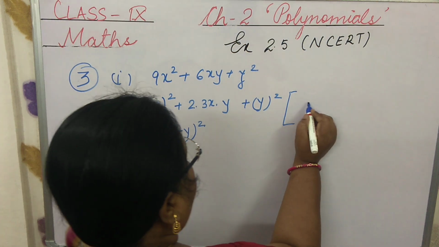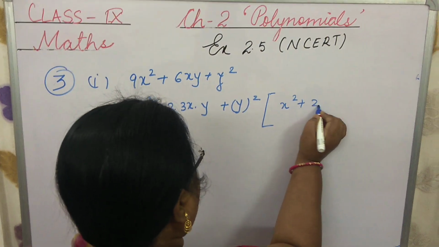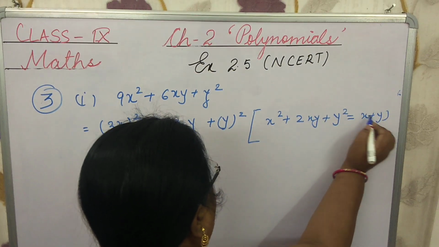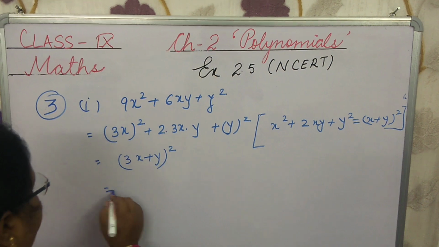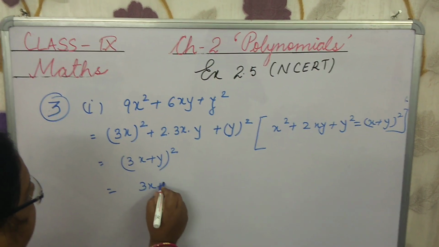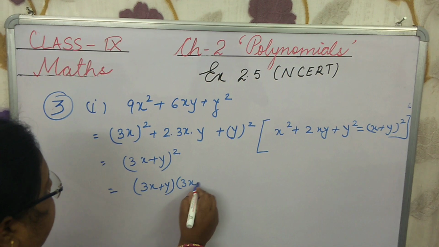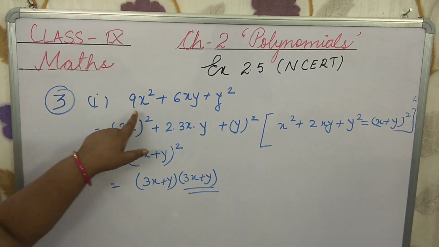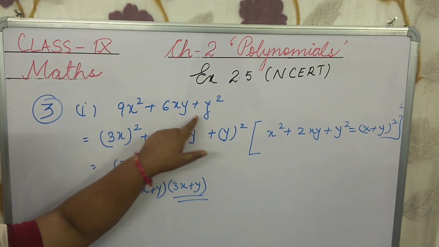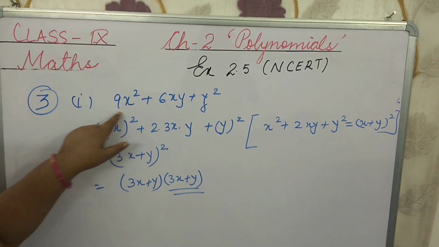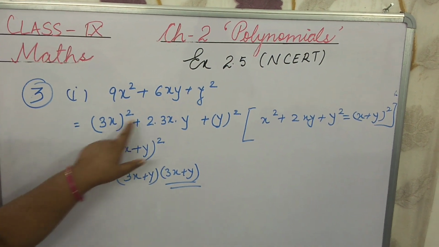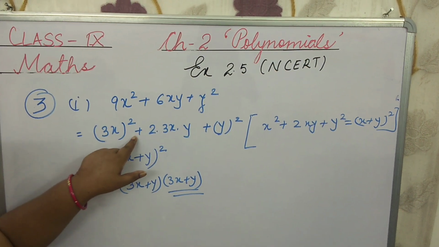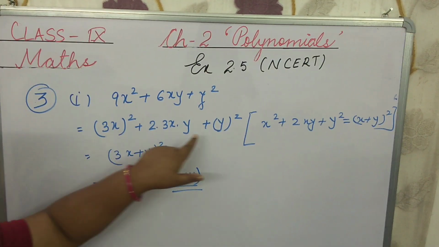Here you will write x square plus 2xy plus y square is equal to x plus y whole square, using this identity. When we factorize, we will write this as 3x plus y into 3x plus y. I again repeat. Here it is given 9x square plus 6xy plus y square. Now this 9x square we can write as 3x whole square. This y square we can write as y whole square. 6xy can be written as 2 into 3x into y.